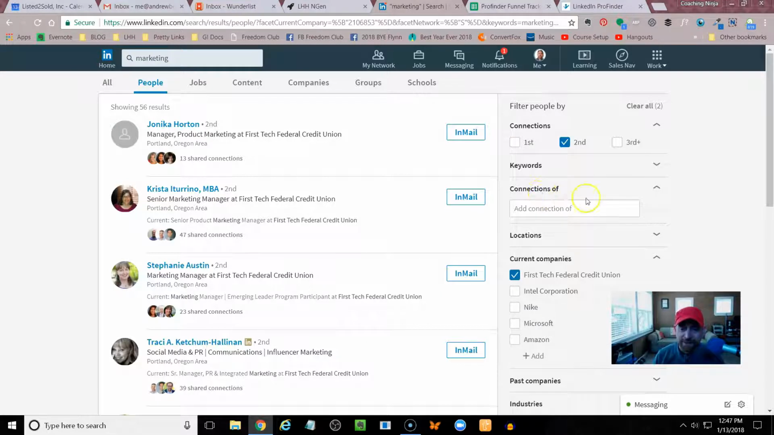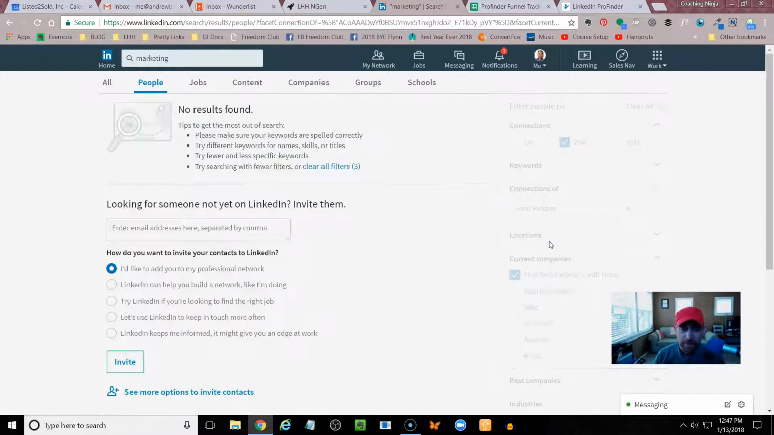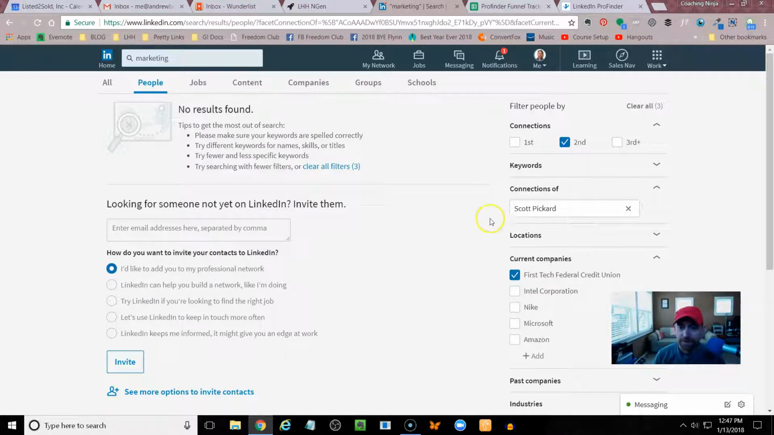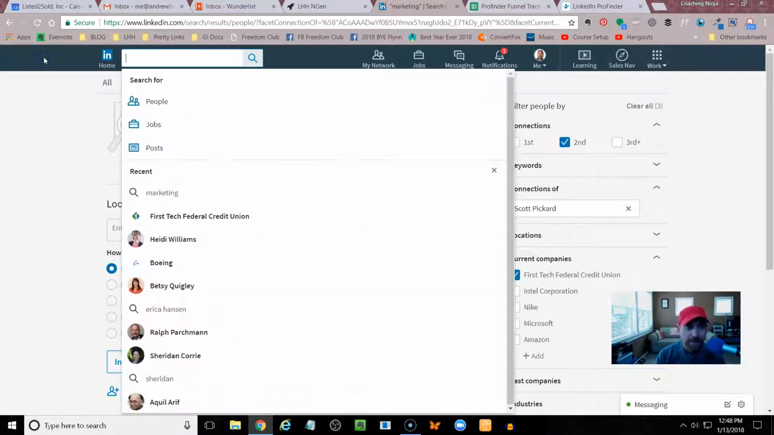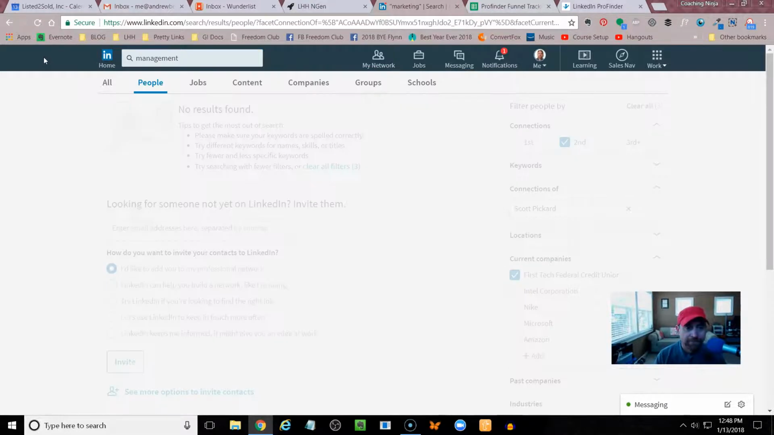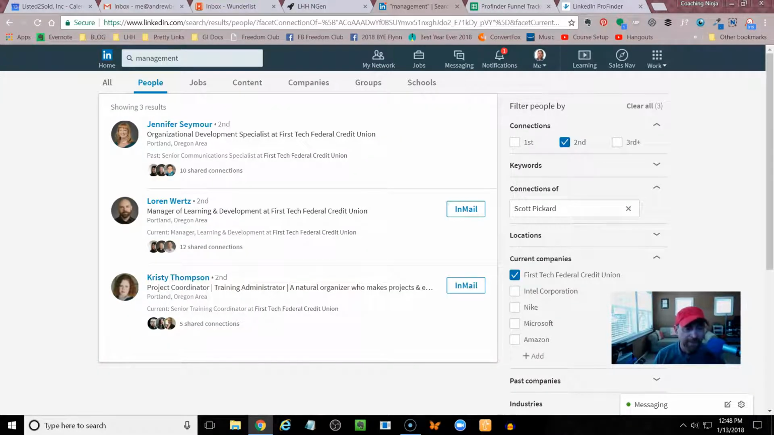Now, the nice thing here is over on the right, when you do your filtering, you'll see a section here that says connections of. The connections of box is gold. So what I would do is I would put Scott's name in here because he and I are meeting this week. And you can see there's zero, but you get the idea. Now I can filter down that 56 connections, and maybe I just say instead of marketing, maybe management. There we go. Okay, now I'm getting three people that Scott, who I'm meeting this week, is connected to that I don't know that are at a target company that he could potentially introduce me to.